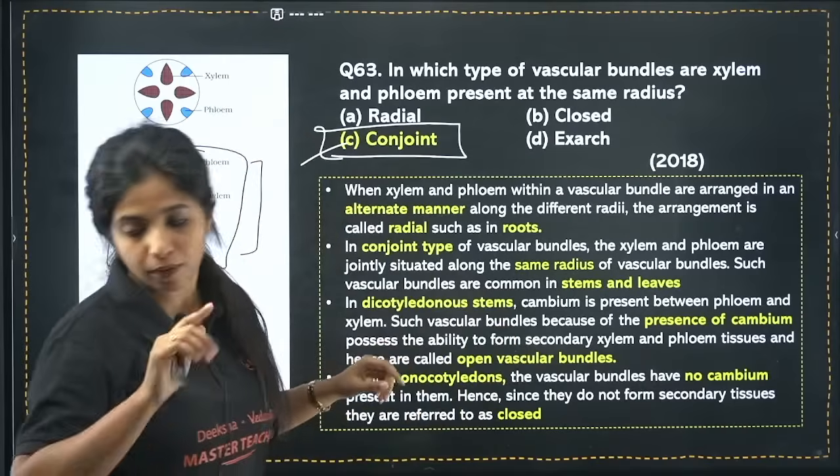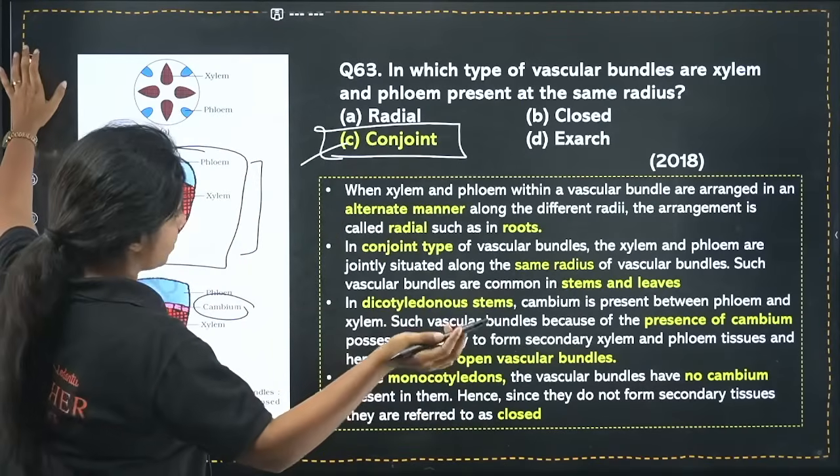If cambium, dicot stem. If no cambium, monocot stem. Cool. So that's all.